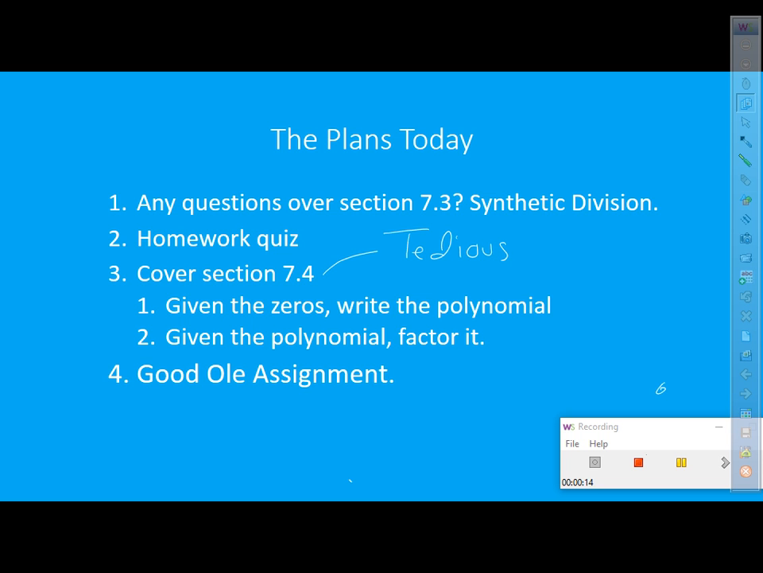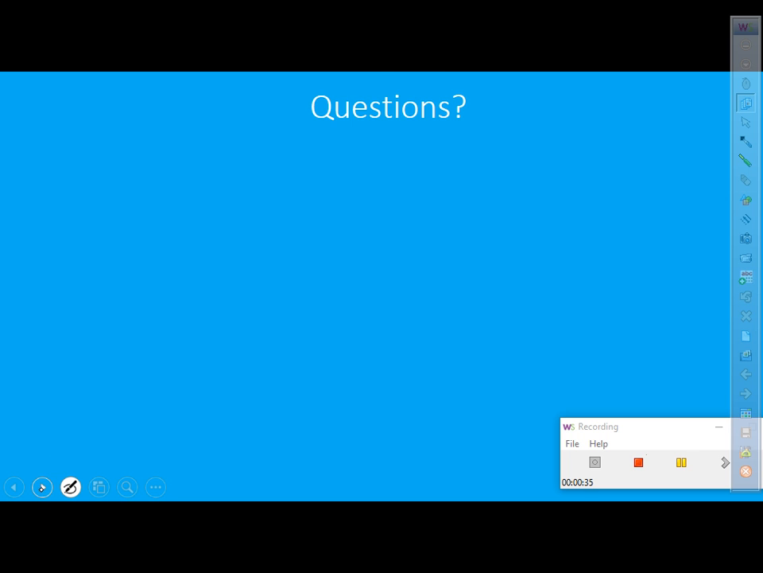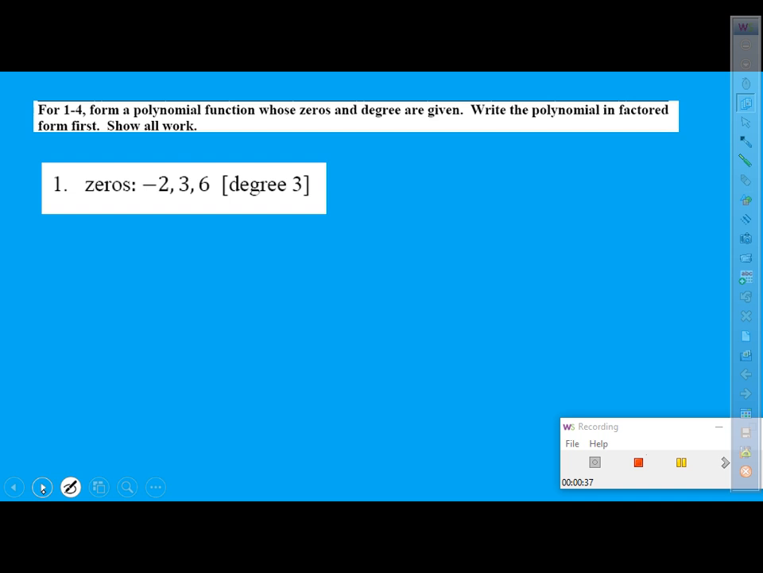Because what we do today is we give you the answers to a polynomial and we ask you to go backwards to get that original polynomial. It's not hard if you just take your time and watch how you write things. I think you'll be fine. So if you would, come over to your number 1. And then kind of hang with me on this and we'll go through this.